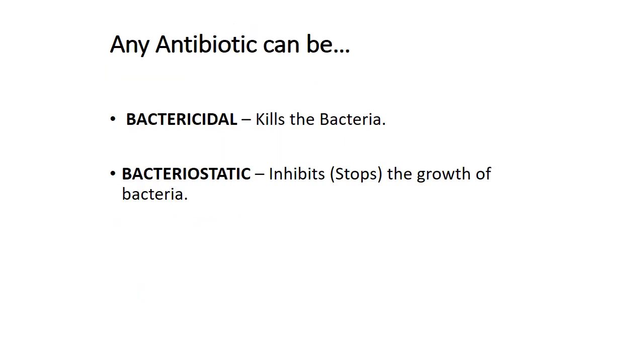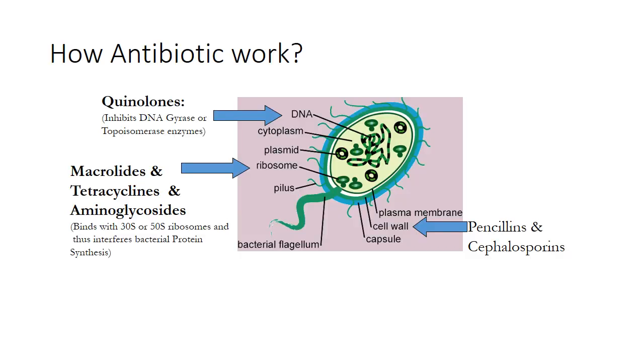Antibiotics can be of two types. Depending upon their action, they are classified as bactericidal antibiotics or bacteriostatic antibiotics. Bactericidal action means killing, which kills the bacteria, and bacteriostatic means which stops or inhibits the growth of bacteria. Now we'll study how antibiotics work.